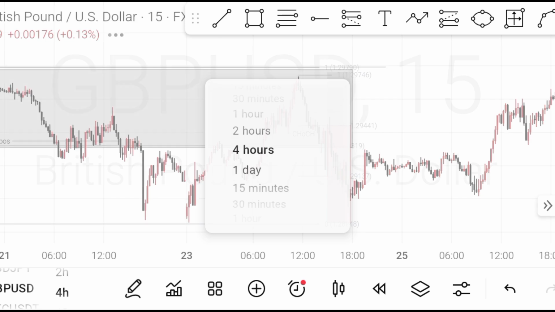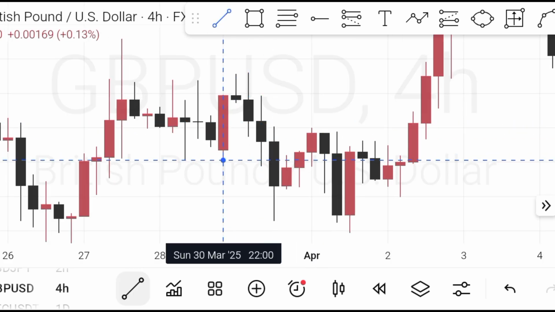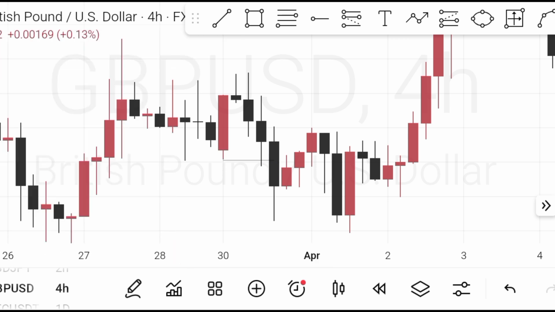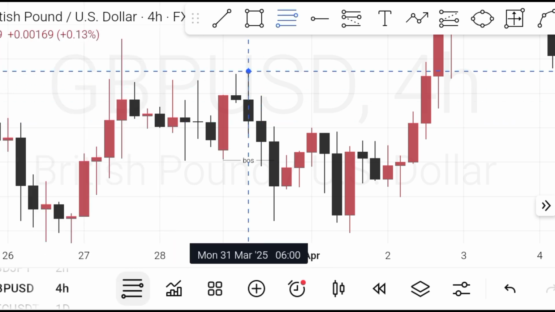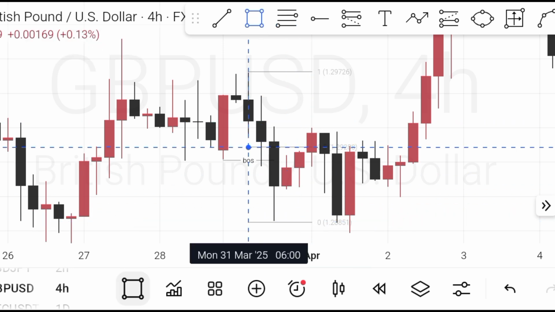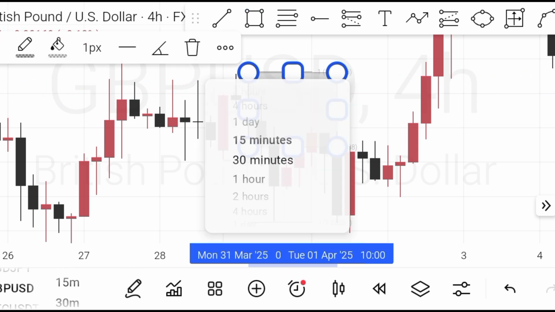Let's look at another example. Here we have another sell opportunity. Here you can see the break of structure. Let's draw out our Fibonacci, from swing high to swing low. Right, so this is our premium zone. So let's move down to our 15-minute time frame.